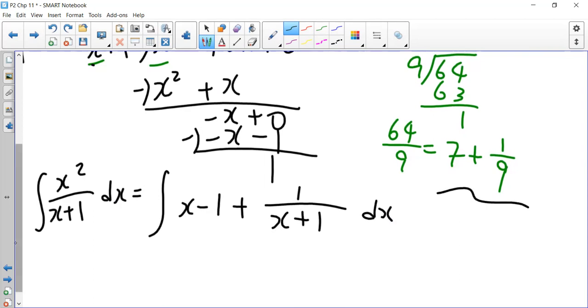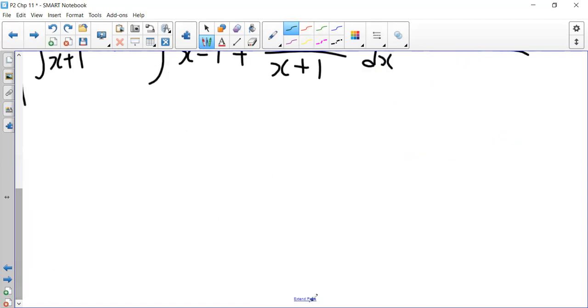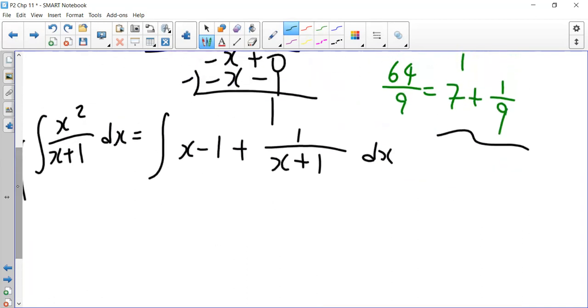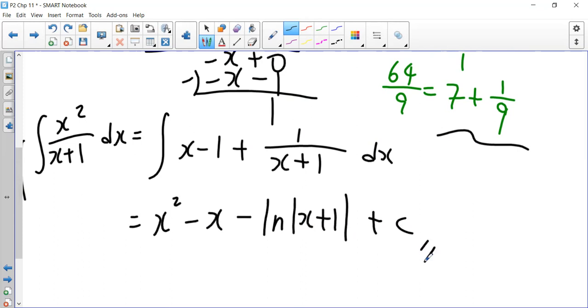Now it becomes something we can easily integrate. We can integrate x, which is x squared over 2. We can integrate minus 1, which is minus x. And this one is ln x plus 1, plus c. That's the final answer. Okay.